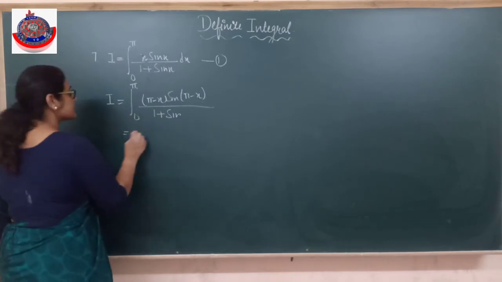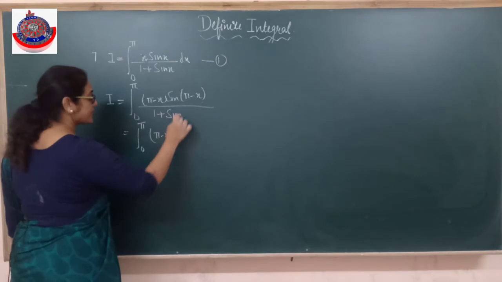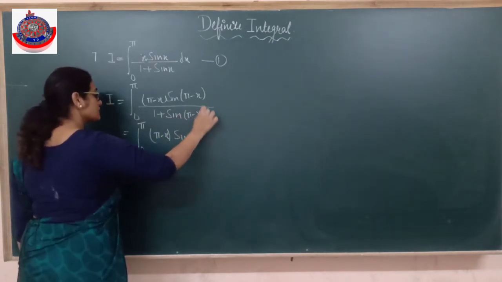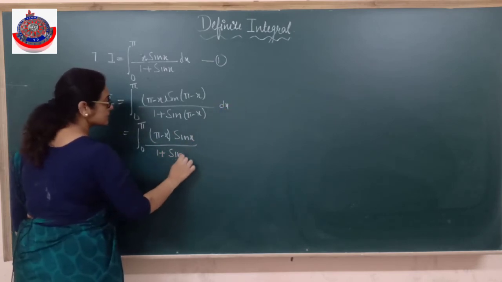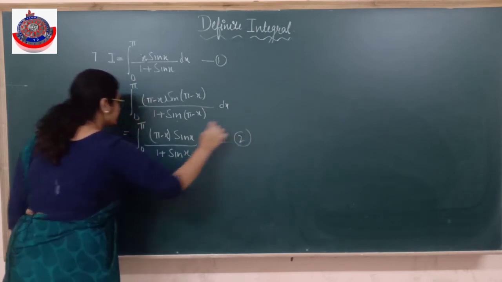Alright, so it is sin 180 minus theta is sin theta. Sin 180 minus theta is sin theta. Now I add 1 and 2.